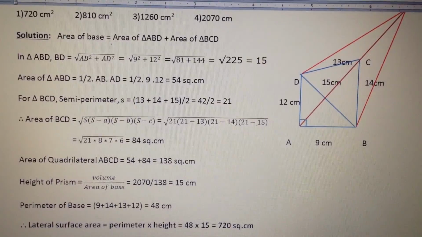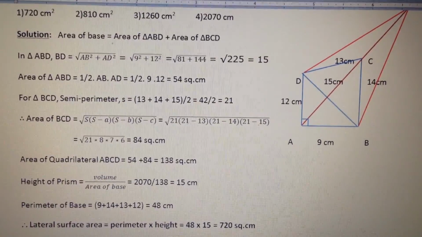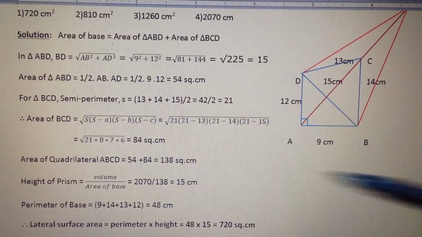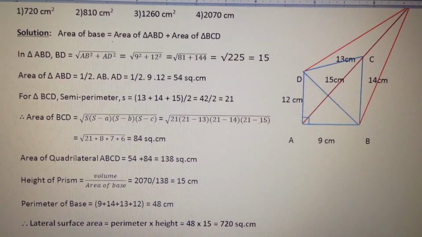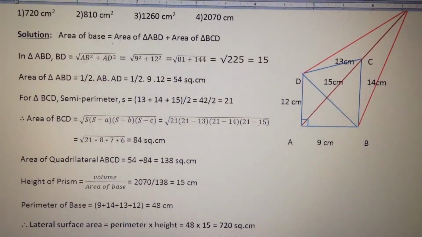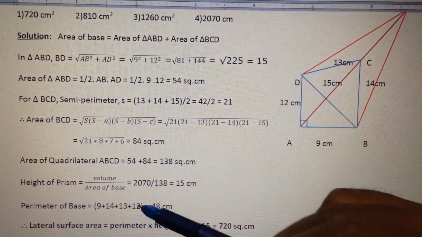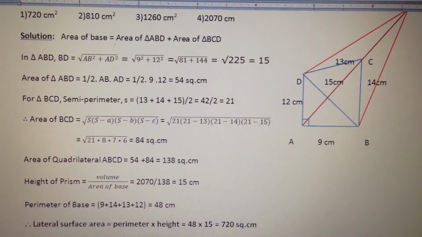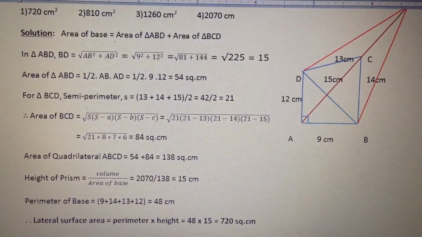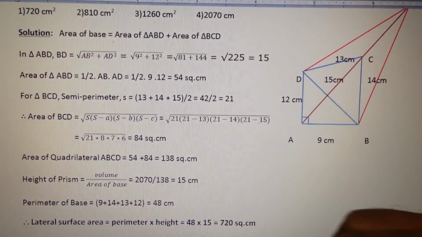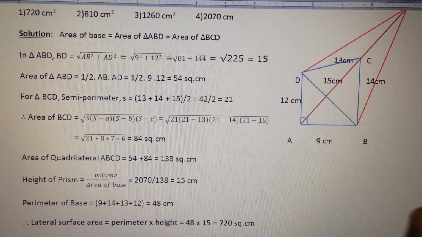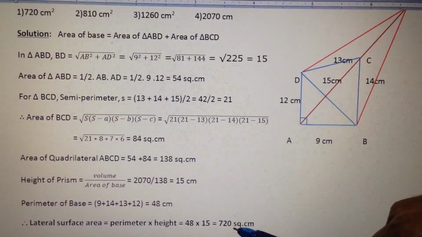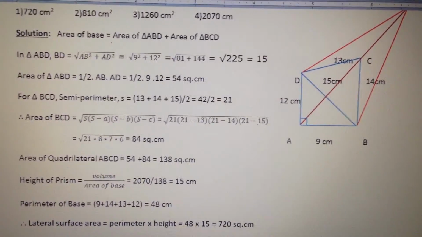So the height of the prism is equal to 2070 by 138, which is equal to 15 centimeters. Now the perimeter of the base is equal to 9 plus 14 plus 13 plus 12, which is equal to 48 centimeters. We are asked to find out the lateral surface area, which is equal to the perimeter into height. It is equal to 48 into 15, which is nothing but 720 square centimeters.